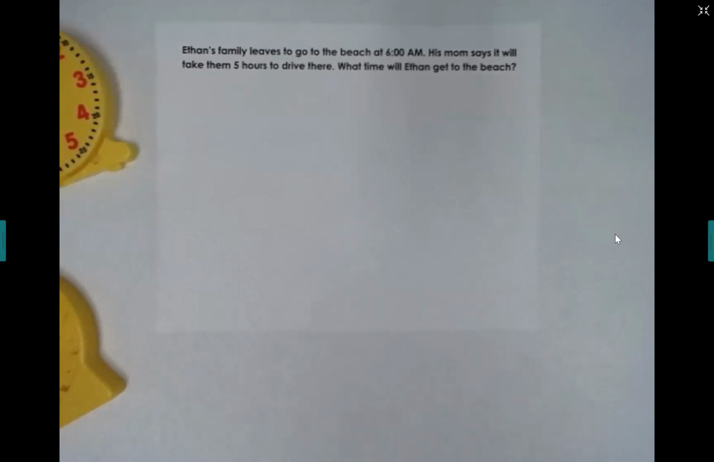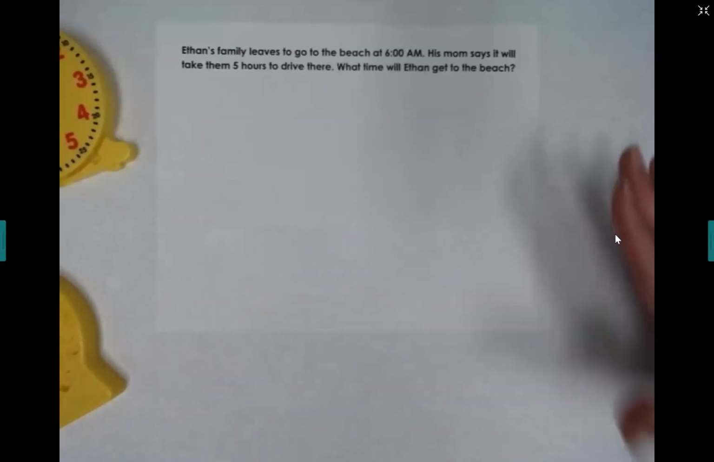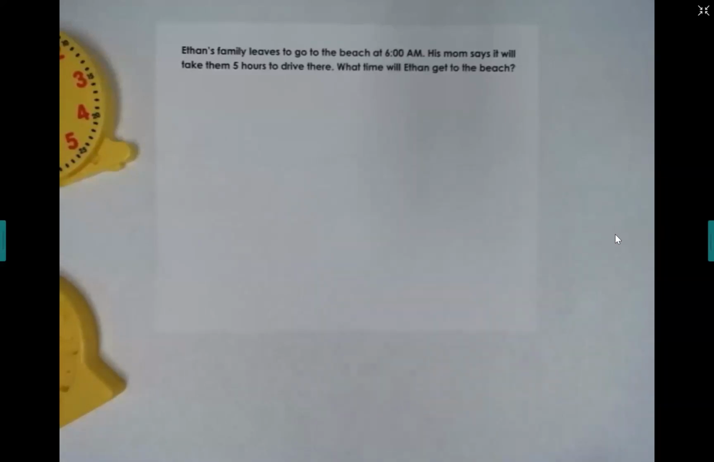And the times that they work with for these elapsed time scenarios, they won't ever cross from AM to PM or PM to AM, right? So as we're counting, we won't have to say 11, 12, 1. Okay, it'll stay either all in the AM or all in the PM. So we're just starting to explore this concept with them.